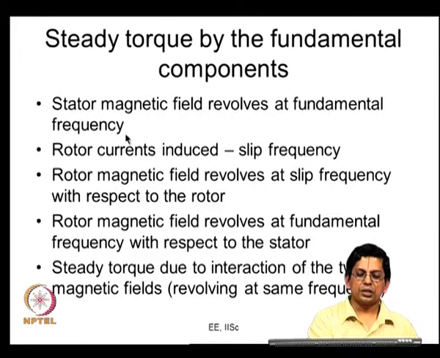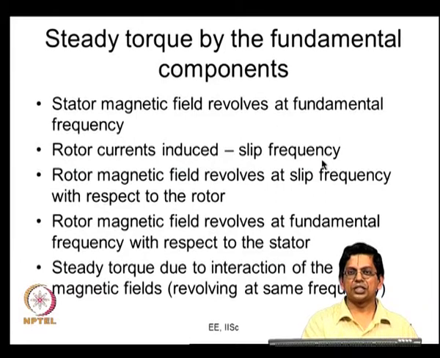So, what happens now is it rotates. Because of its rotation, there are rotor currents induced, and this is at slip frequency. What is happening to the rotor? The rotor sees an MMF wave moving past. So, there is some EMF induced in the rotor, and the rotor is shorted, and therefore, certain currents are produced. And at what frequency are these currents produced? That is at the slip frequency.